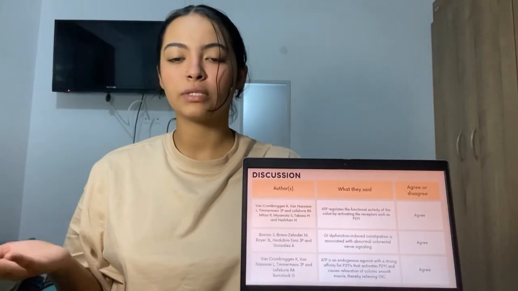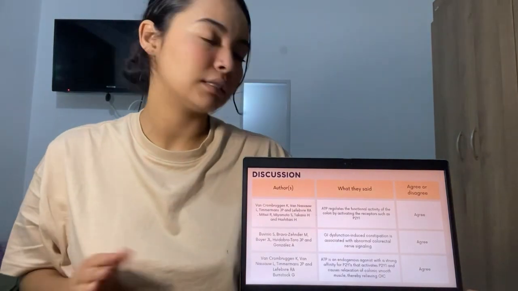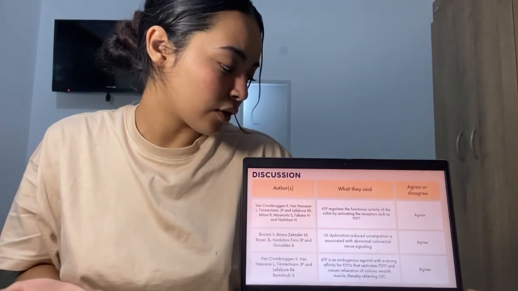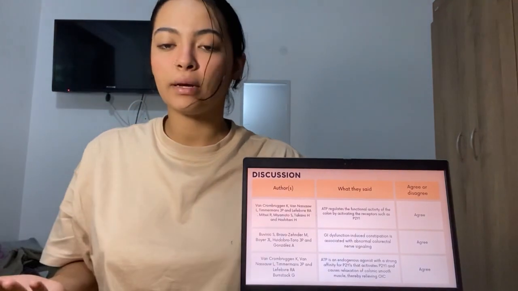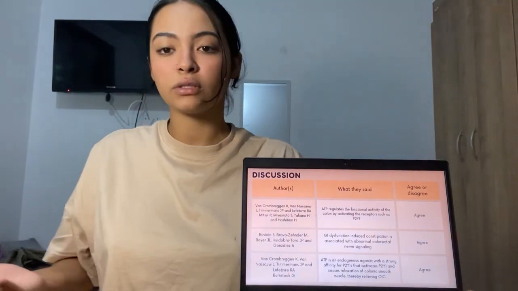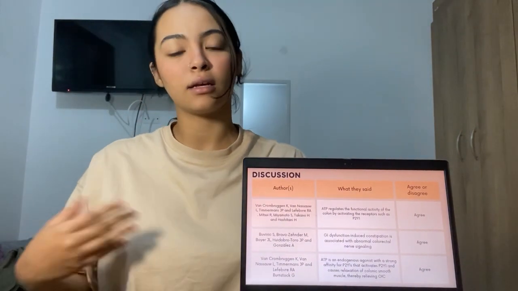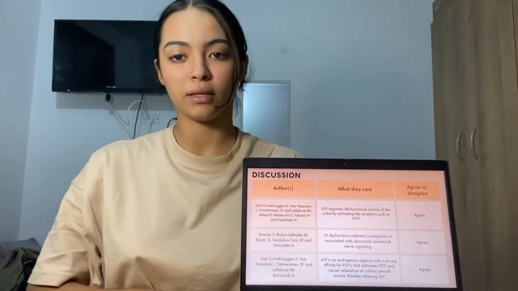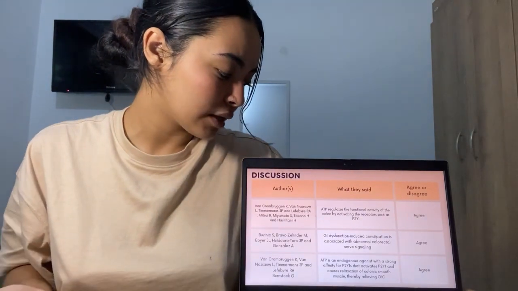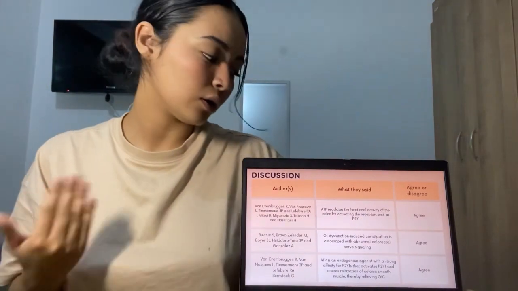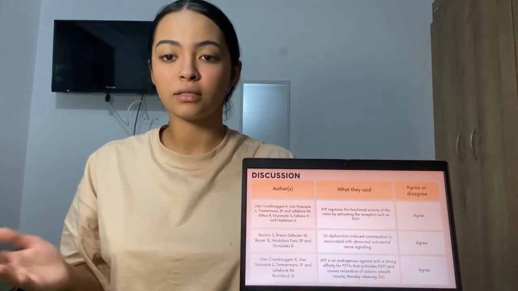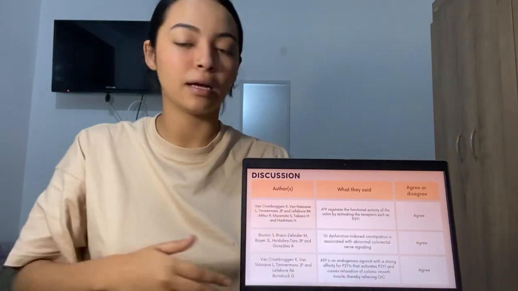For the discussion, we're going to take some statements made by some authors and see if they go according to what the study said. So first, we have: ATP regulates the functional activity of the colon by activating receptors such as P2Y1. This in fact goes according to the study, so the authors and the study agree in this one. Next, we have: gastrointestinal induced constipation is associated with abnormal colorectal nerve signaling. This is also stated very clearly in the study, so we can say that this statement and the study agree too.